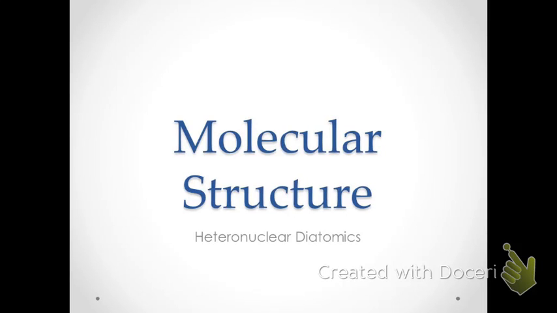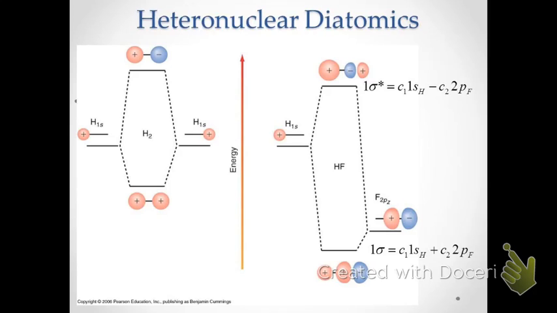In this video, we continue with our discussion of molecular structure by discussing heteronuclear diatomic molecules. This diagram compares the energy level structure of H2 with that of hydrogen fluoride, H2 being on the left, hydrogen fluoride being on the right. We talked about H2 in the previous video on homonuclears. So what about hydrogen fluoride?